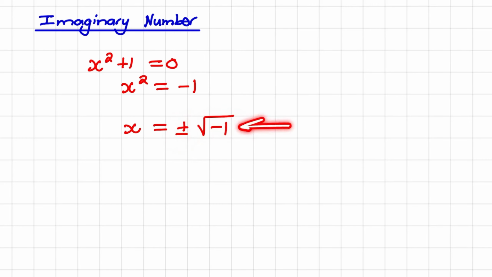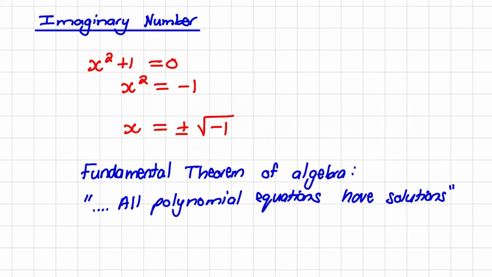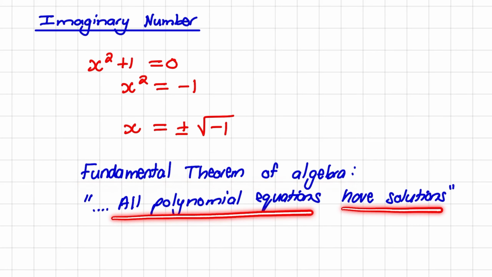What we have learned in algebra up until now is that a square root cannot have a negative number on the inside of it. So this solution, x equals plus or minus the square root of negative 1, is a non-real solution, or it does not have a solution. But this is not entirely true. The fundamental theorem of algebra states that all polynomial equations have solutions.